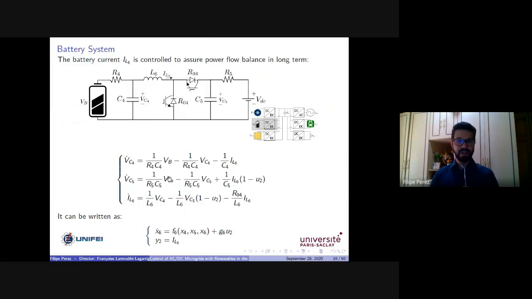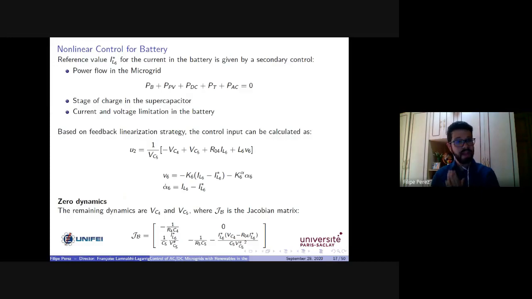And here the control target is to control the current IL6. So we choose this current as the control output. And also we have the same model here, but here the control strategy is different because I'm choosing IL6 as the control output. And the reference of this current is given by a secondary control, where this secondary control considers the power flow balance in the microgrid, the state of charge in the energy storage units, and the limitation in the battery.